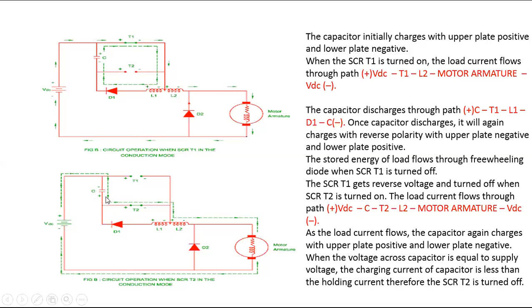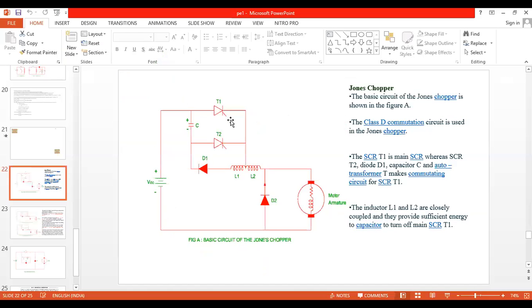Case 3 is the recharging of the capacitor. How will the capacitor recharge? And don't look at these dotted lines. They are for a different explanation. So let us go back to the previous slide in order to have a better understanding. Now case 3 we are discussing. What will happen to the capacitor? Recharging of the capacitor. How will the capacitor recharge?